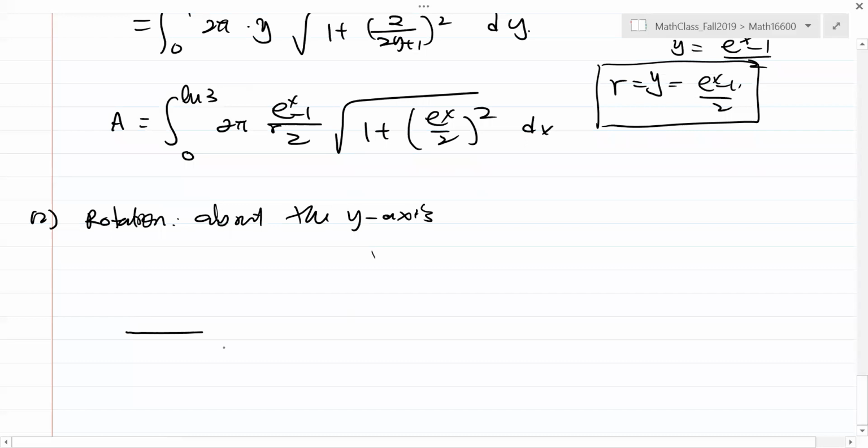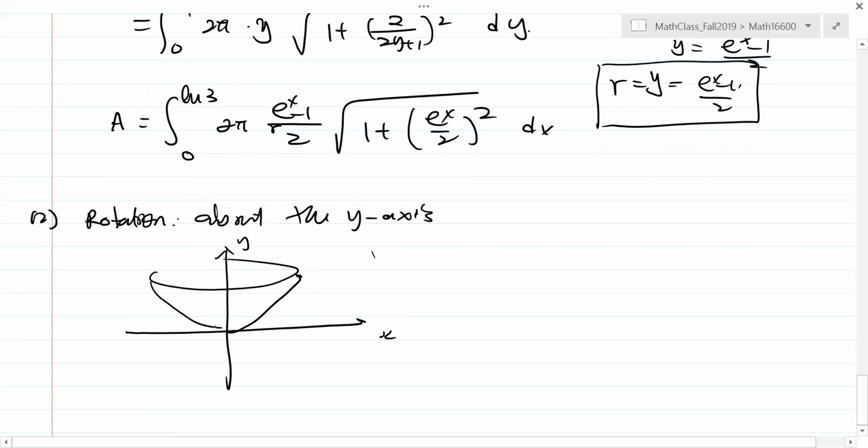Okay, so you have to draw the picture. You have to learn how to draw the picture. So this is a curve. If you rotate this curve around the y-axis, it should look like that, right? So it's a completely different surface. Y is from 0 to 1. This time it's like a ball.